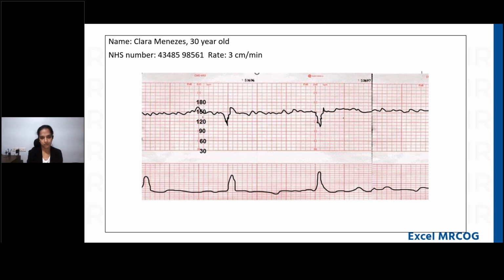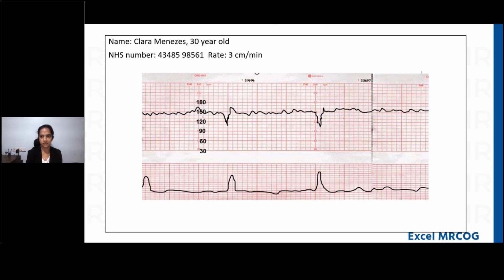Regarding the baseline heart rate, the upper tracing is the heart rate tracing. It is showing a baseline rate of around 150. The normal is 110 to 160. That is the baseline heart rate. Also we have to see that small variability is there. That is the variability pattern. You can see the small wavy picture. That is the variability.